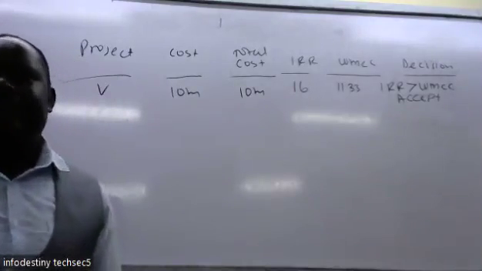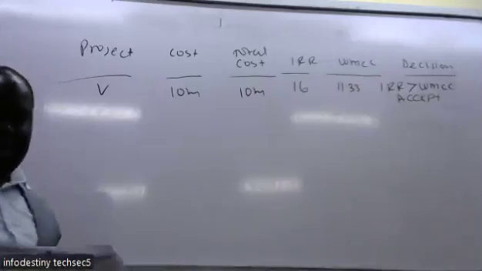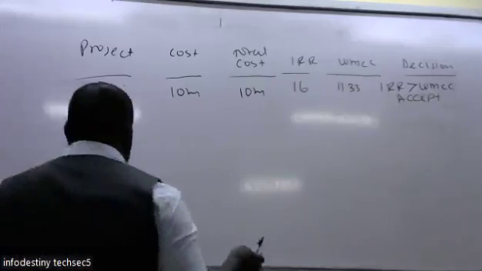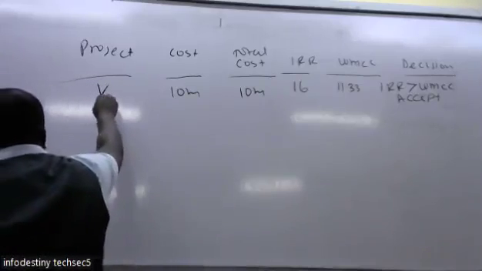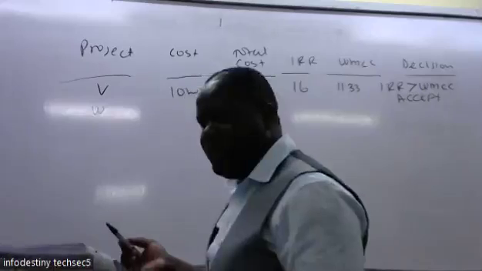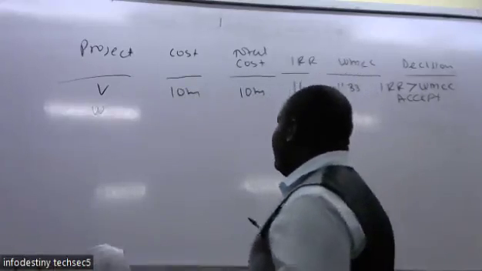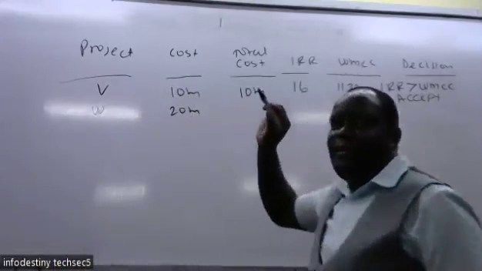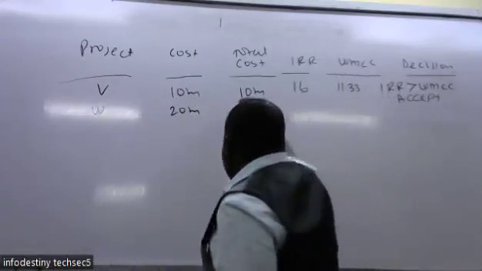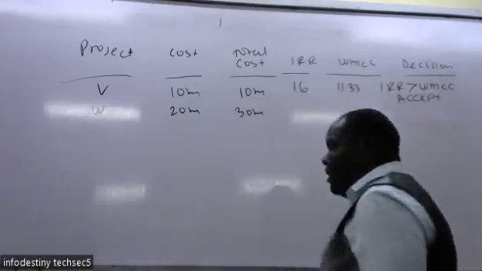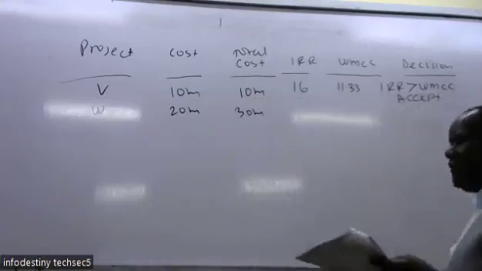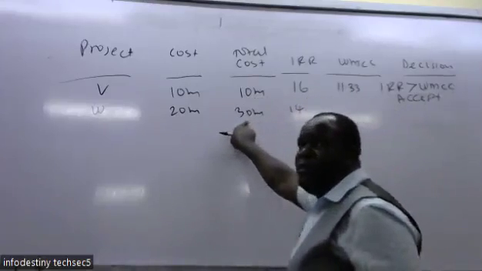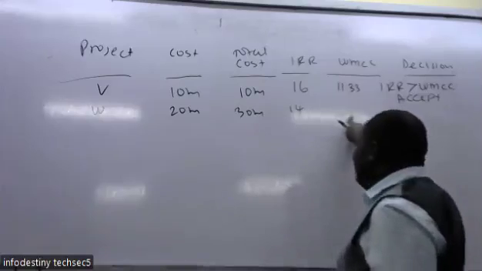The next ranked will be which one? According to the IRR. Always make sure that you rank them according to IRR. So for this question it is W. W requires how much? So cumulative so far, it will be 30 million. IRR is given as 14. So we use 30 million to identify WMCC.